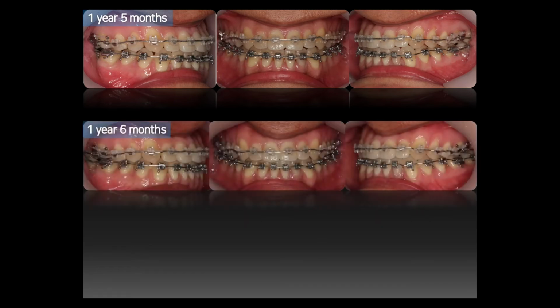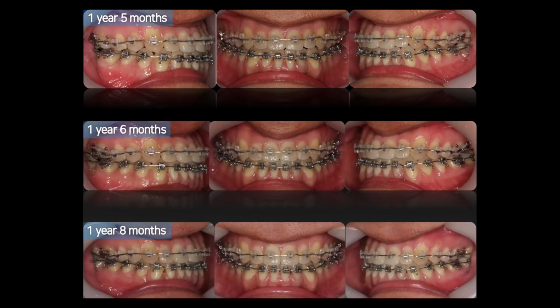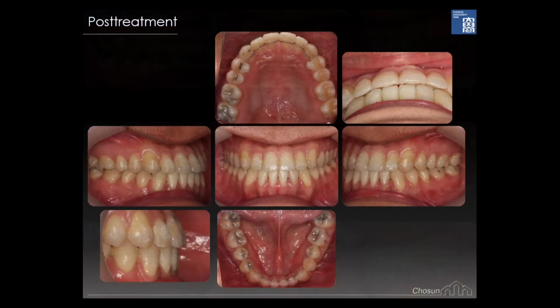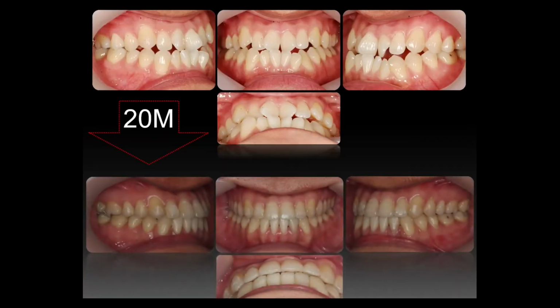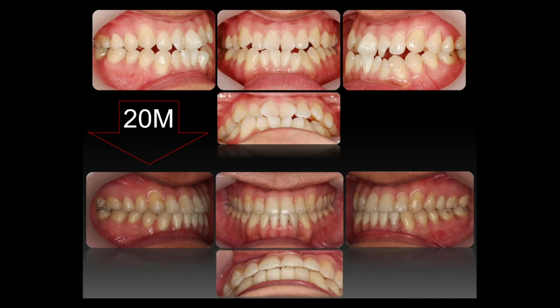1 year 6 months, 1 year 8 months, right before debonding, and post-treatment. Treatment was finished after 20 months of treatment.